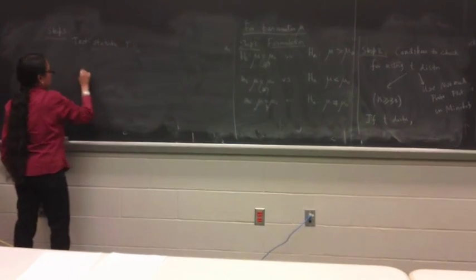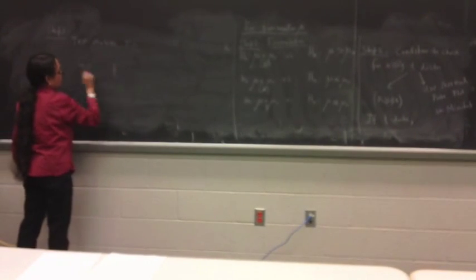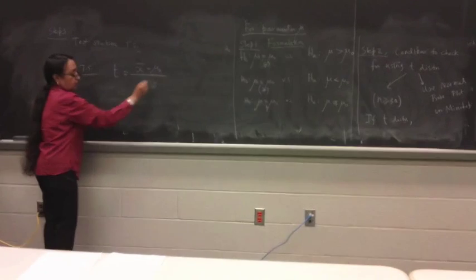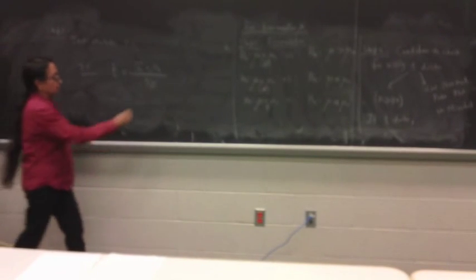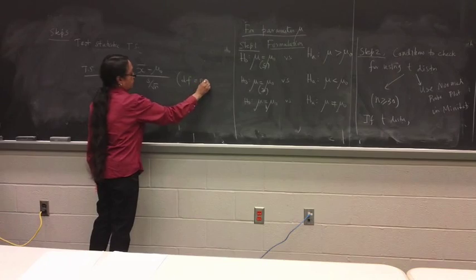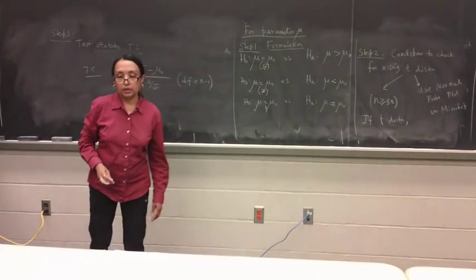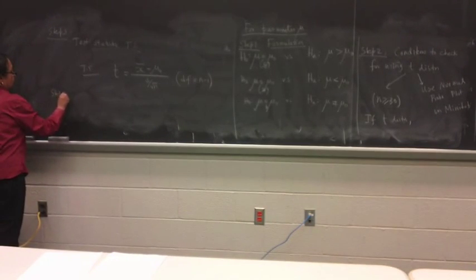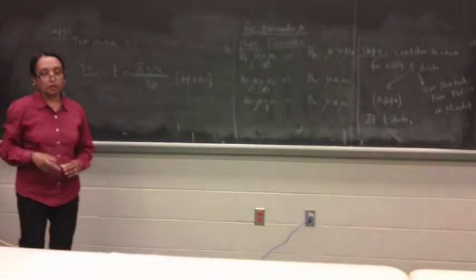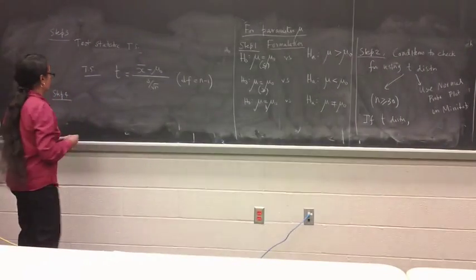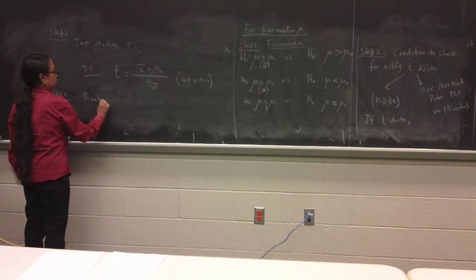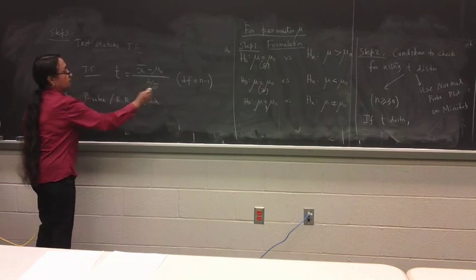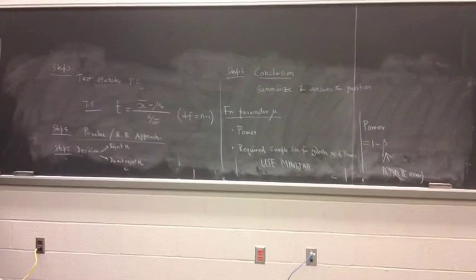The test statistic TS for a normal distribution is T, and this is the expression. You have seen that, read that in your lessons. And the degrees of freedom of T is n minus 1. Now, once you calculate your T test statistic, step 4 is to use either the p-value approach or the rejection region approach. They are very similar to your parameter pi.